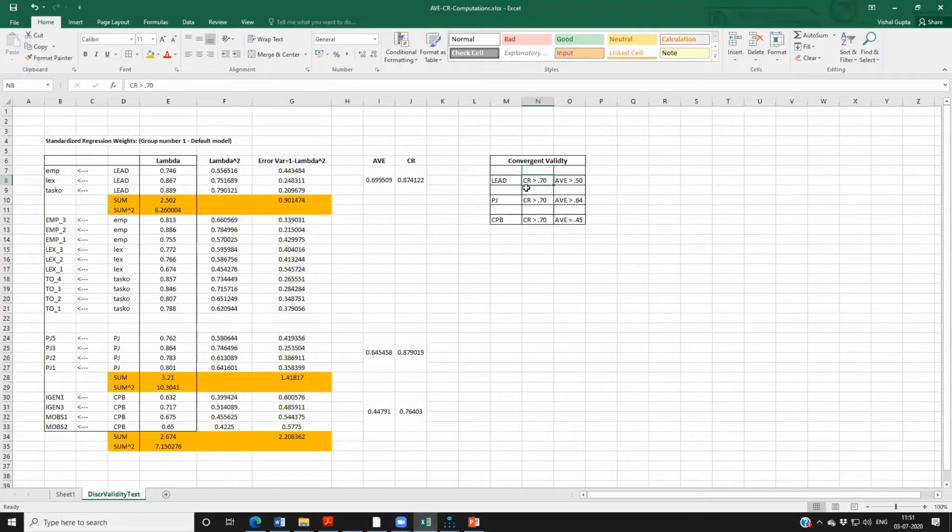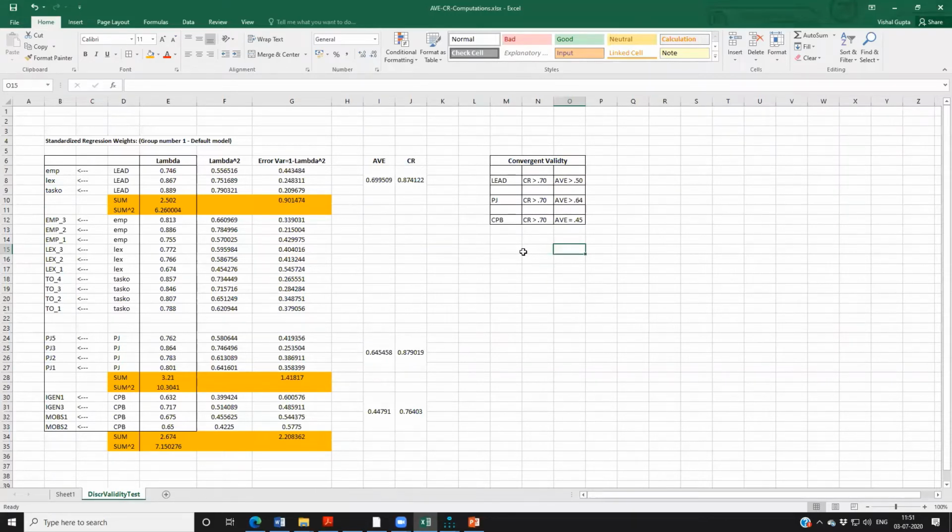So as I mentioned, if alpha and CR are greater than 0.70, good, and just go ahead. Ideally speaking, yes, good journals will want to look at these numbers satisfying these conditions, but if you don't get it, there's nothing that you can do. Okay? So this is on convergent validity.